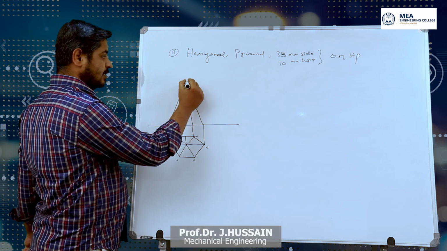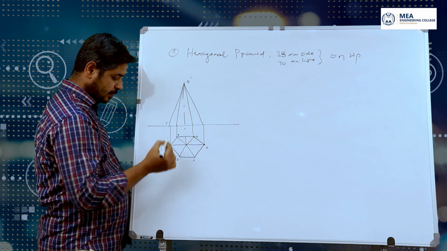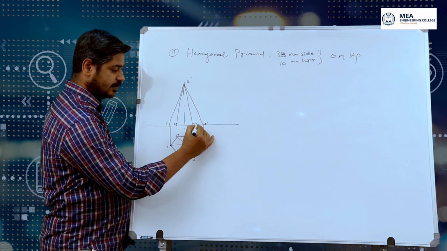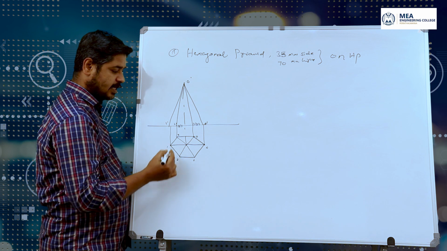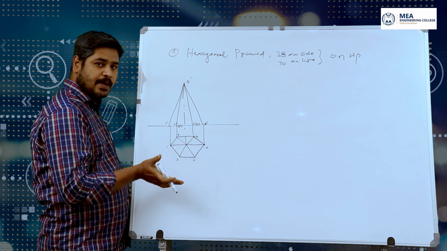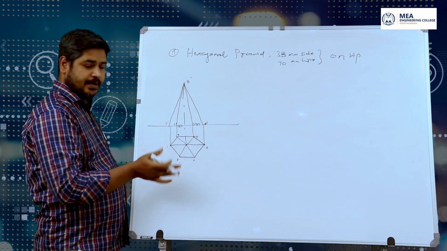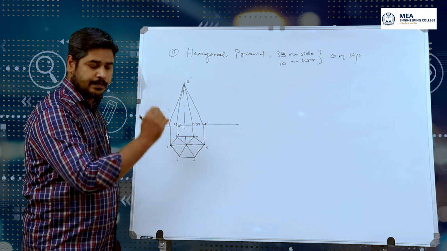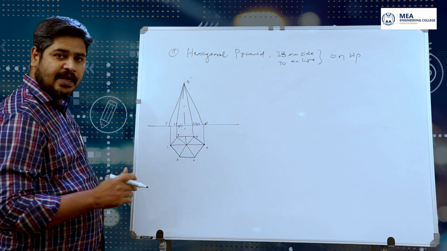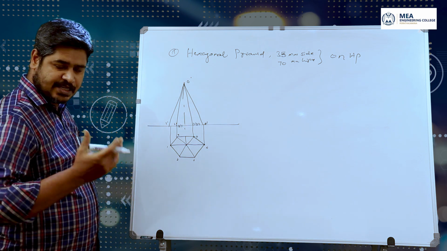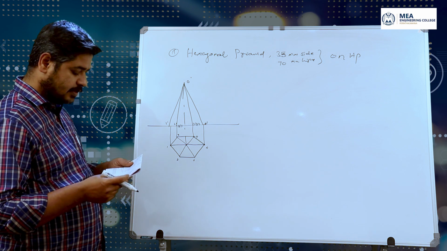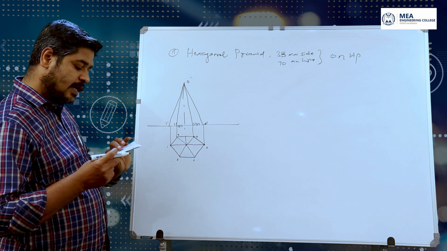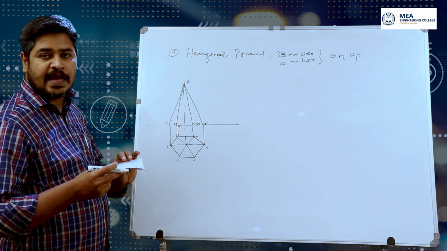The front view is over. This is the apex point o dash. 1 dash is visible here, then 2 dash, 3 dash, 4 dash. 5 dash and 6 dash are invisible, because they are on the back side of the pyramid. They coincide with the points 2 and 3, so there is no need to indicate them here; put them within brackets. Now it is cut by a truncating surface, a sectional surface which is 30 degree inclined to HP, perpendicular to VP, and the plane passes through the midpoint of the axis of the pyramid.